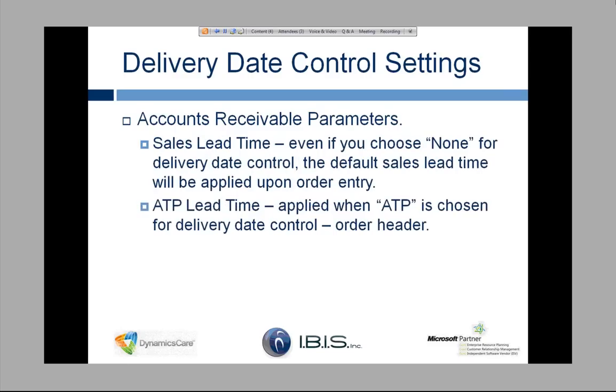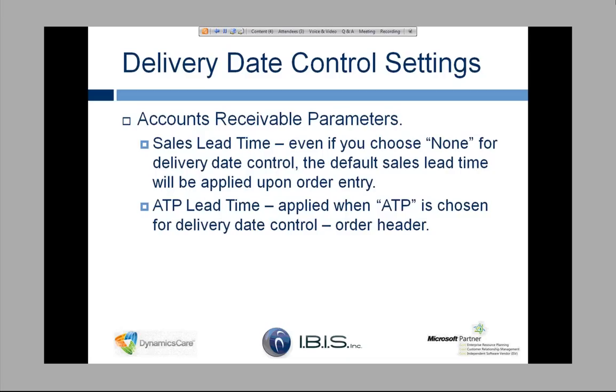Like I mentioned, even if you choose none for the delivery date control, the default sales lead time will be applied upon order entry. Your ATP lead time is applied when ATP is chosen for delivery date control, and that's on the order header. What ATP lead time means is that it's going to try as far as it can to find available inventory, and this ATP lead time is a kind of limit that says I'm only going to go so far, and then I'm going to stop after so many days and give up, and basically the next day after that will be my date that it gets chosen.